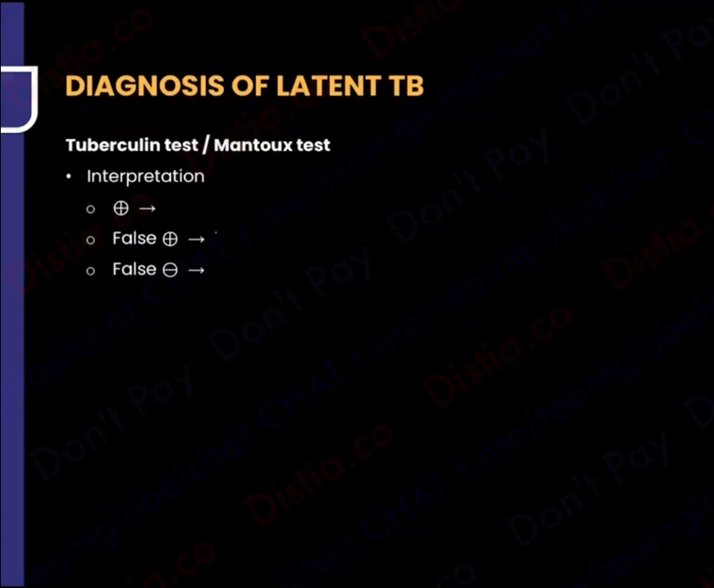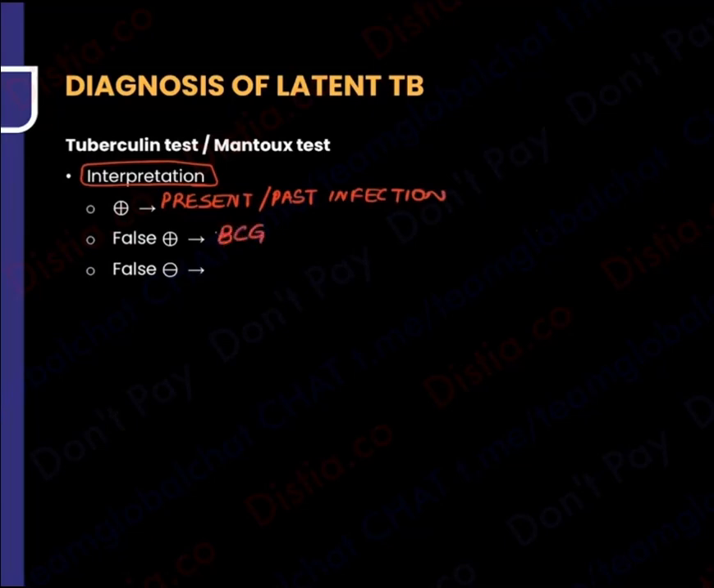Now on that note, you would want to know what that positivity is telling me. Positivity is telling me some kind of an infection. It could be a present infection also, it could be a past infection also. That is why this is just a screening test, right? So present or past infection. When do you get a false positive? If recently the person had received a BCG vaccination, that is when a person can have a false positive reaction, or if there is an atypical mycobacteria or even non-tubercle mycobacteria, that can also result in a false positive. When do you get a false negative?